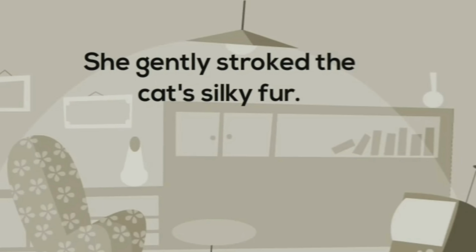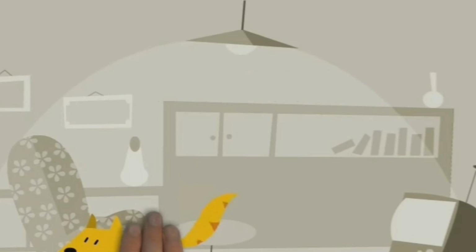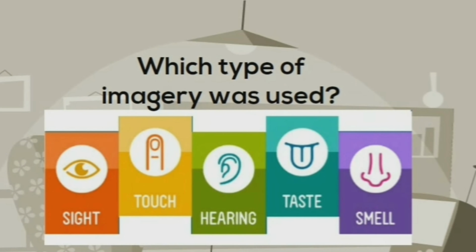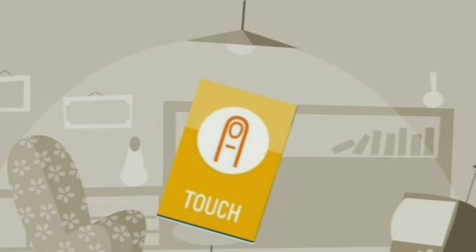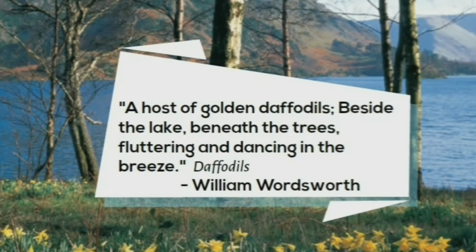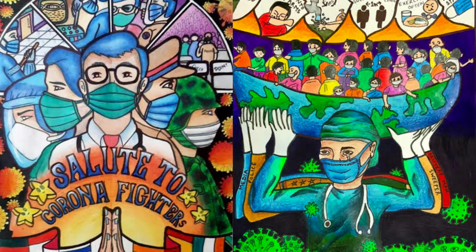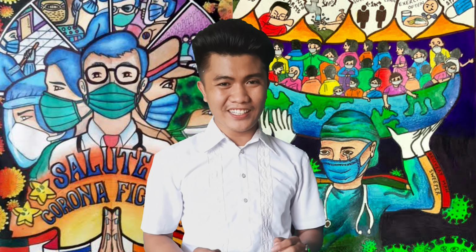Next, "She gently stroked the cat's silky fur." Which type of imagery was used? You are correct. Touch, or what we call tactile imagery. Now, the last but not the least: "A host of golden daffodils beside the lake, beneath the trees, fluttering and dancing in the breeze." You are correct. Sight, or the visual imagery. Congratulations! You really have fully understood our lesson in this episode.